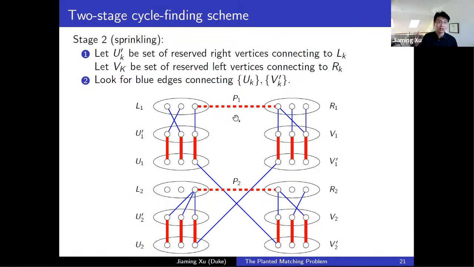Remember, I have this augmenting path connecting L1 and R1 and connecting L2 and R2, right? Now, let's say I start from U1, this node. I follow this path, and through this augmenting path that I found in the first stage, I get to V1 prime. Through this long blue edge, I arrive at U2. Again, through this augmenting alternating path I found in the first stage, I return back to V2 prime. Then through this long blue edge, I return back to the original starting vertex U1. So you can see that through this procedure, indeed, I find the alternating cycle. Here, for illustration, I only consider k equals 2, but you can imagine this can be done for many such pairs.